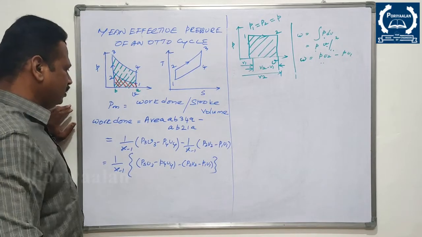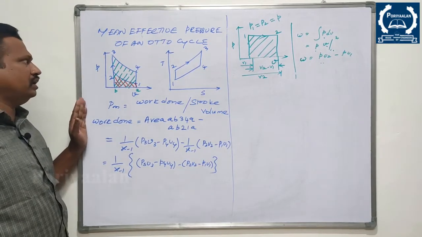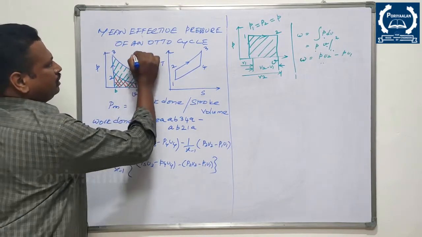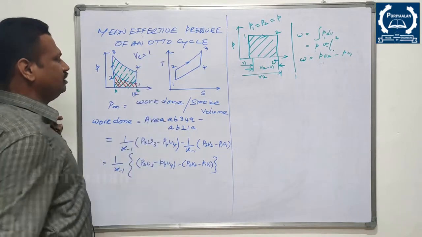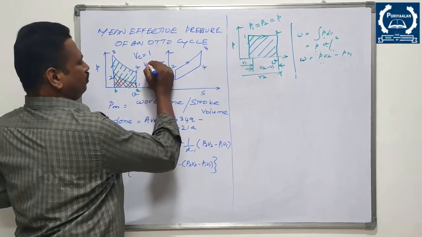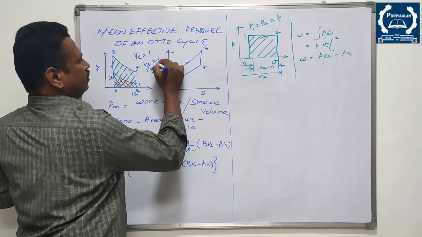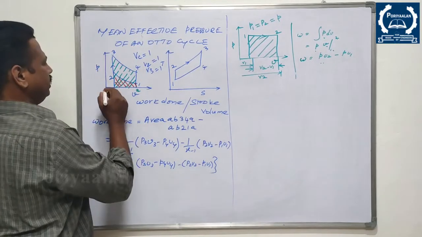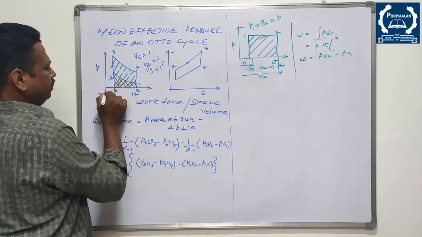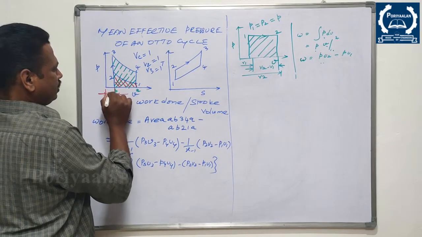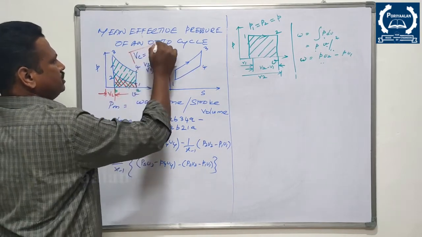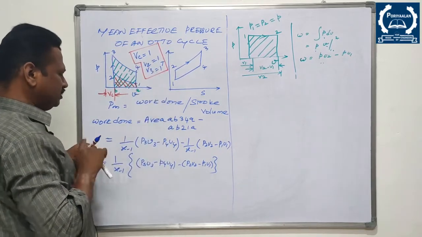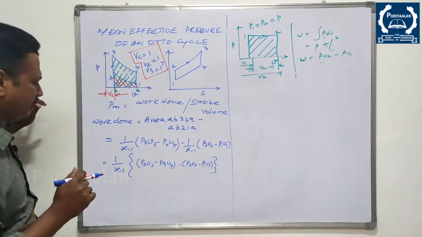Here what we are doing is, while deriving this equation, we are assuming that clearance volume is unity. Clearance volume is 1, Vc or V2 or V3. So here all are same. So this is your clearance volume. All these things are same: Vc, V2, V3, right? So we are assuming that clearance volume is 1 or unity.